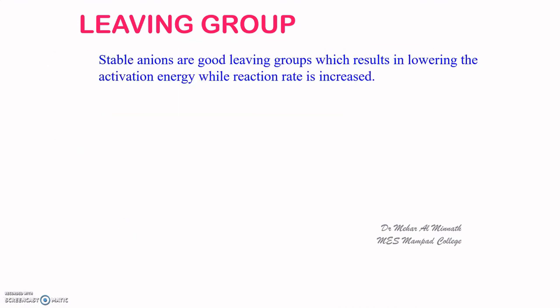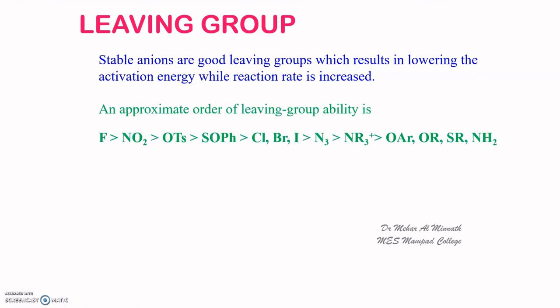Now, what about the nature of the leaving group? The leaving group must be a stable anion, then the reaction rate will be increased, because once the leaving group leaves the ring substrate, it must be stabilized. Otherwise, if it is not stable, it will be reluctant to leave the substrate. The order of leaving group ability is that fluorine is a very good leaving group on an aromatic ring, followed by NO2, OTs, etc., and it goes on.